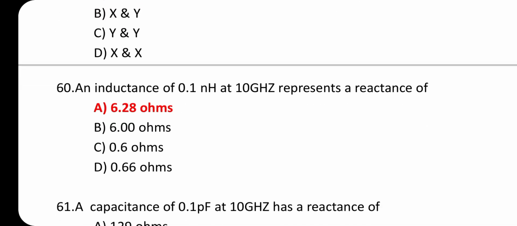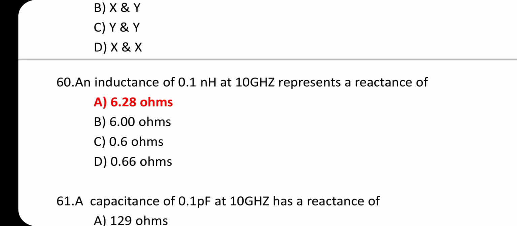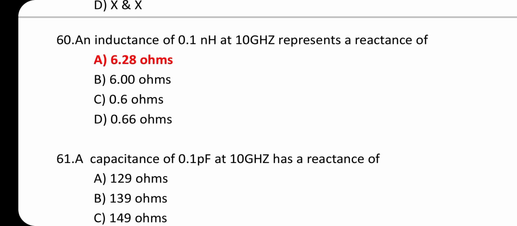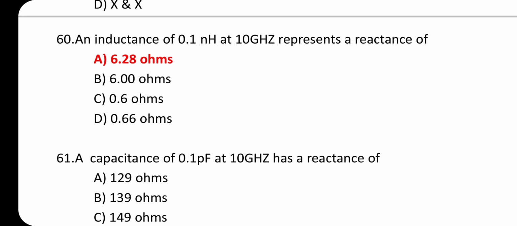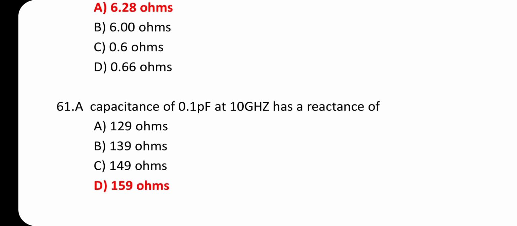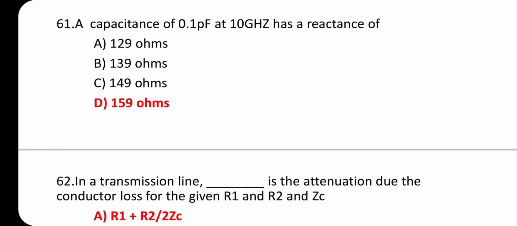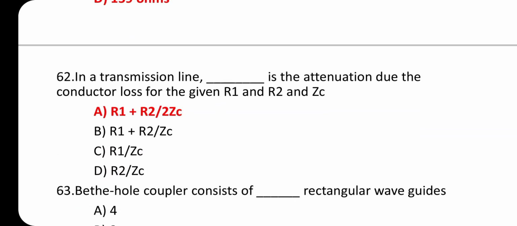Option A. An inductance of 0.1 nanohenry at 10 GHz represents a reactance equal to option A, 6.28 ohms. A capacitance of 0.1 picofarad at 10 GHz has a reactance of option D, 159 ohms.